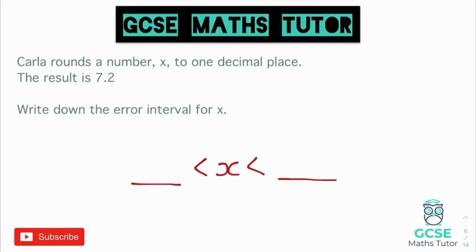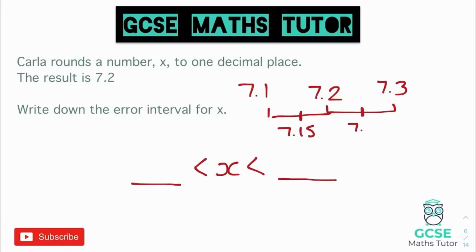So in order to go for 7.2, we're going to think, okay, well what's the number above that, and what's the number below that, and they're called the lower and upper bound in case of rounding. So 7.2 is in the middle of 7.3 and 7.1. Now in the middle of those numbers, in terms of the rounding, we look at the 5s after that number. So this would be 7.15, and this would be 7.25. And they're the bounds that would allow us to round to 7.2.